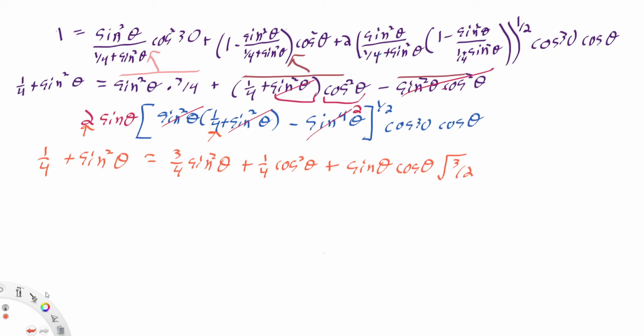The reason why I ask is because if we simplify this a little bit more, right? Something that I'd like to do is subtract this sine squared theta from both sides. So that actually gives us 1/4 on the left side equals, and now we have a 3/4 sine squared theta minus a sine squared theta. So that's going to give us minus a fourth sine squared theta. So I'm going to factor the fourth out from both of these first two terms.